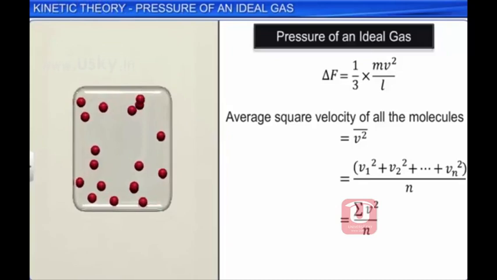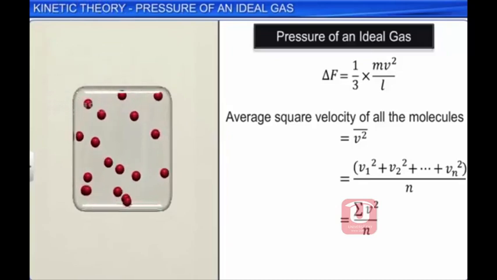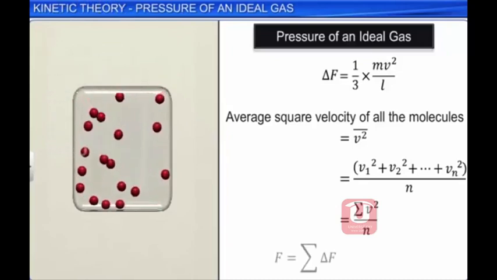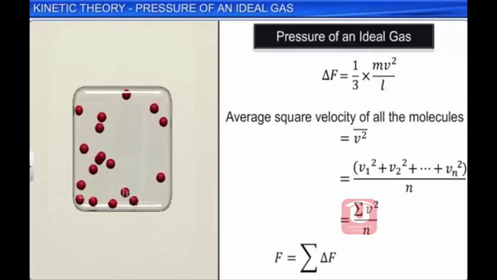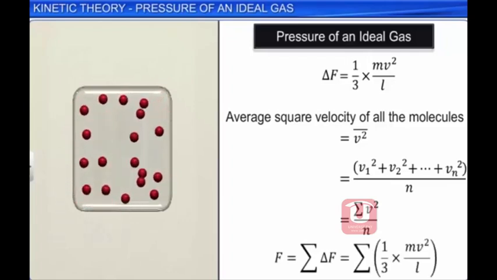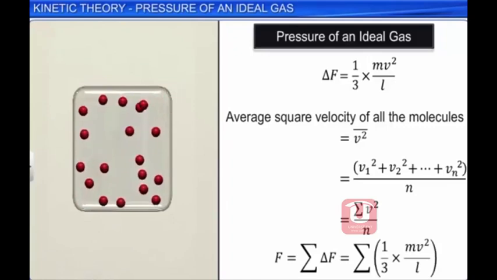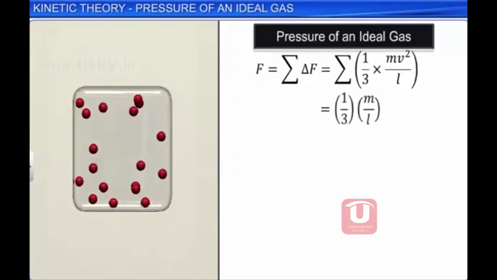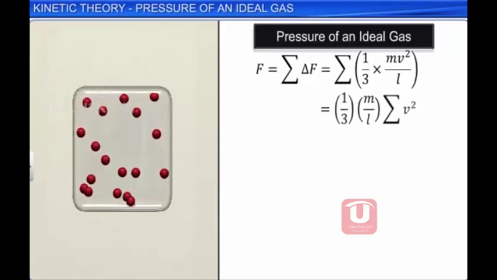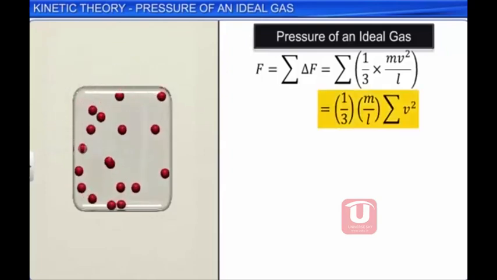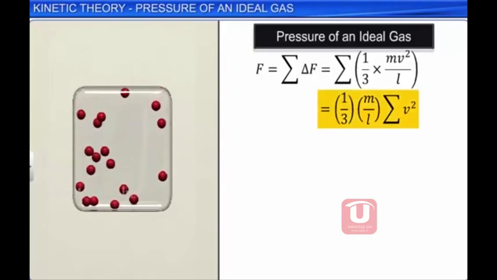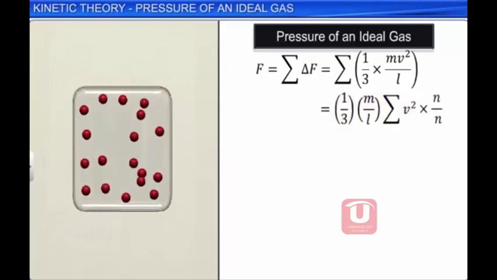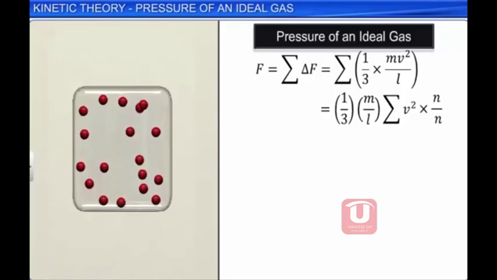Then the total force exerted on the face due to all the molecules is sigma delta F, which is equal to sigma 1 by 3 mv square by L, equal to 1 by 3 m by L into sigma v square. Multiplying both numerator and denominator by n, we get F is equal to 1 by 3 mn by L into sigma v square by n.